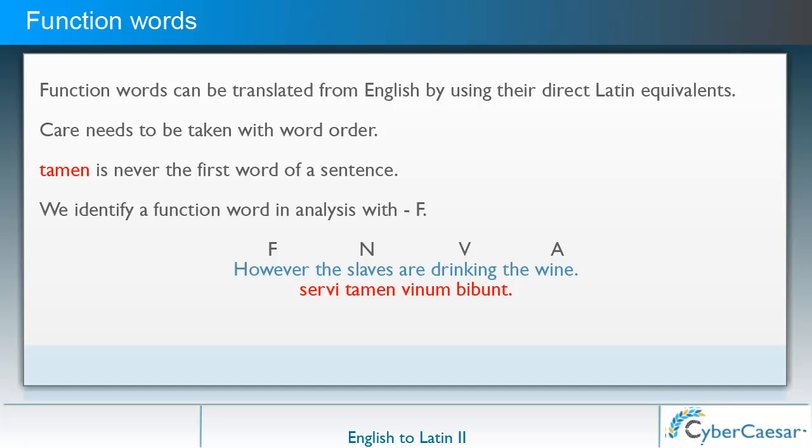Function words can be translated from English by using their direct Latin equivalents. Care needs to be taken with word order. Tamen is never the first word of a sentence. We identify a function word in analysis with F. However, the slaves are drinking the wine.